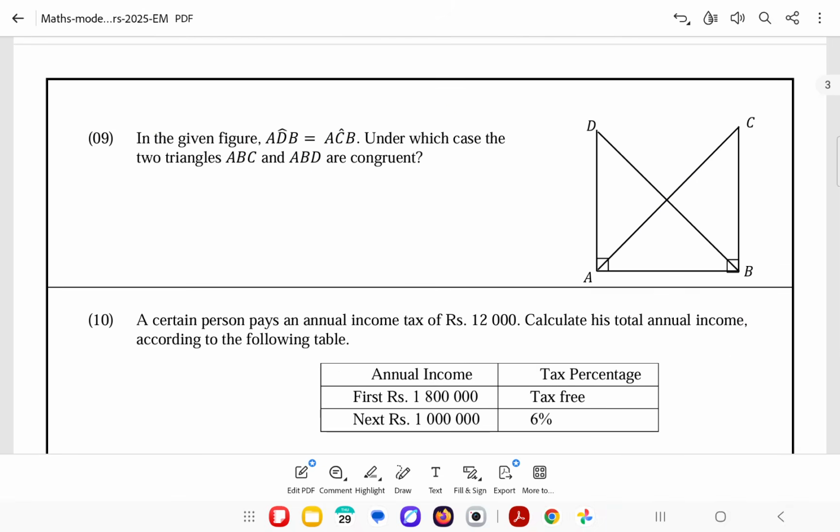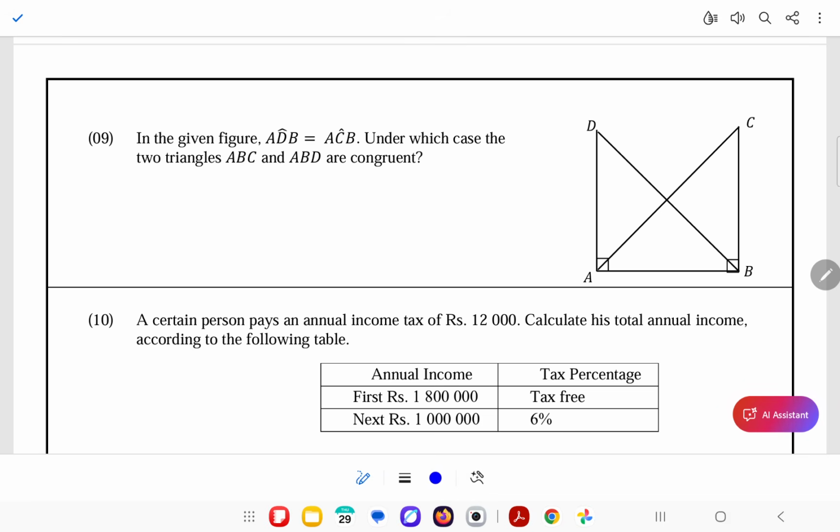Right. Now let's look at question number 9. In the given figure, ADB, this angle, and ACB, this angle are equal. Under which case the two triangles ABC and ABD are congruent. So we have this first, ADB equal ACB and another couple of angles are equal.